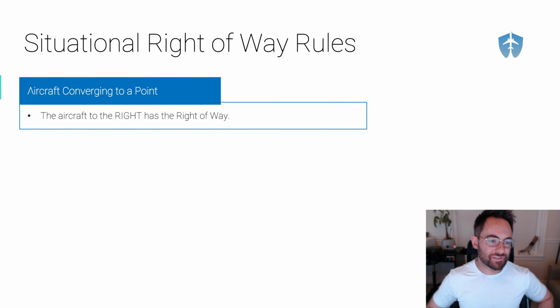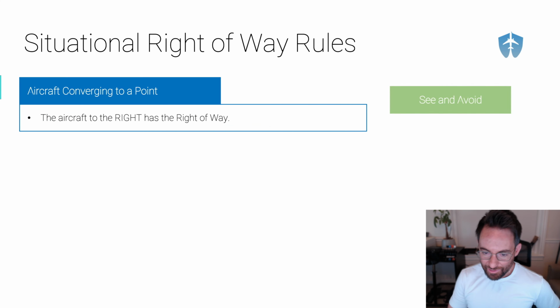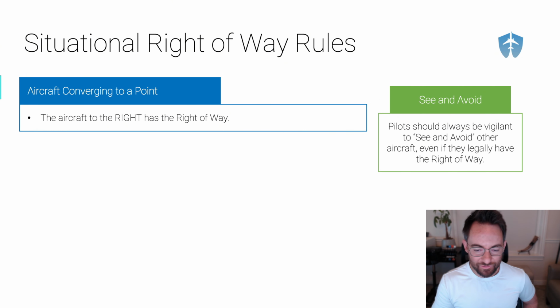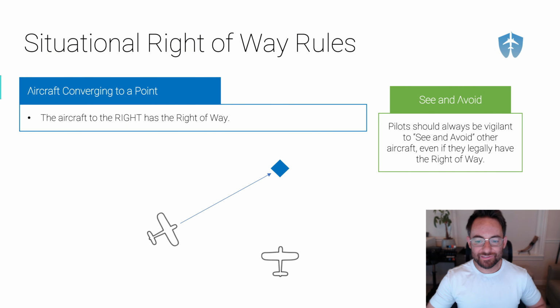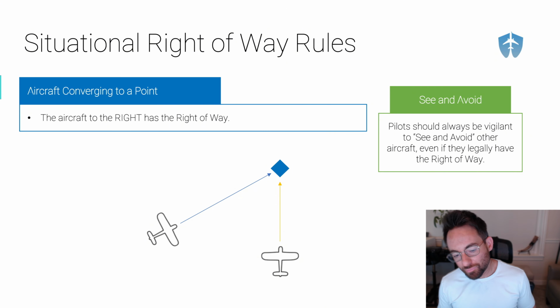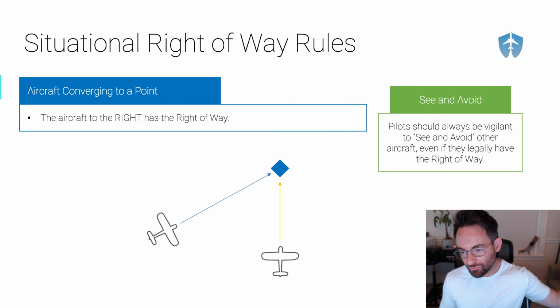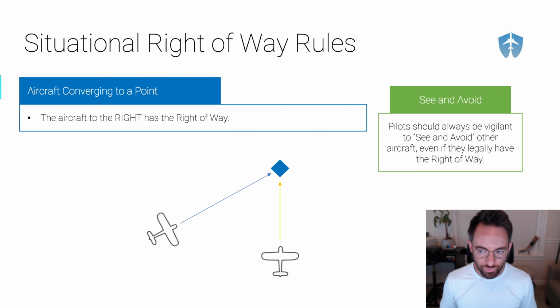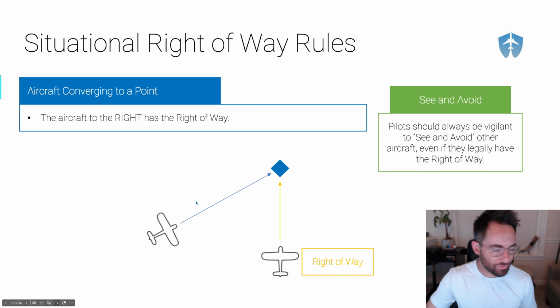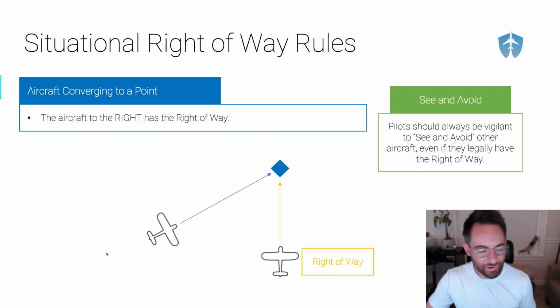Okay. First one is aircraft converging to a point. We'll talk about that see and avoid thing here in just a sec. But let's say we've got a point here. Maybe it's a VOR, maybe it's a waypoint on a departure, a waypoint on an approach, just like a GPS waypoint en route, or it's an airport. But you've got two aircraft that are converging to the same point. The aircraft to the right has the right of way. So the aircraft on the right. This aircraft over here would not have the right of way in this situation. The aircraft to the right would.